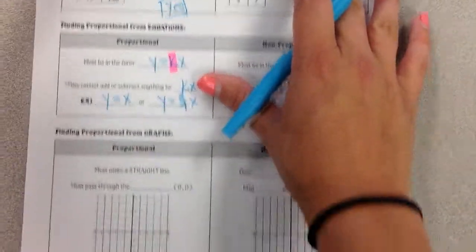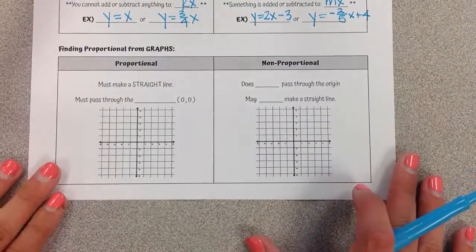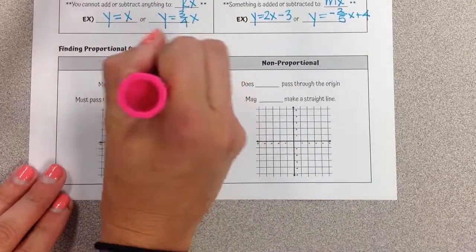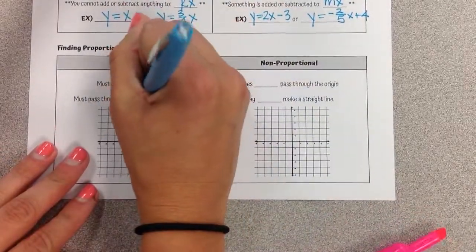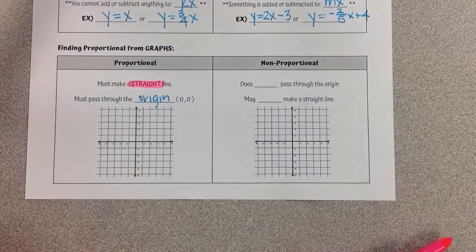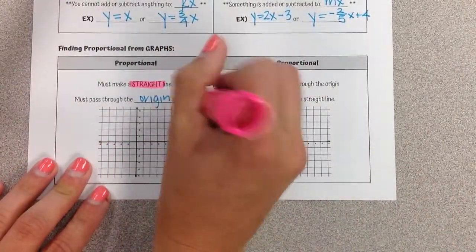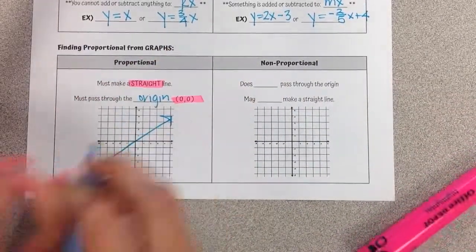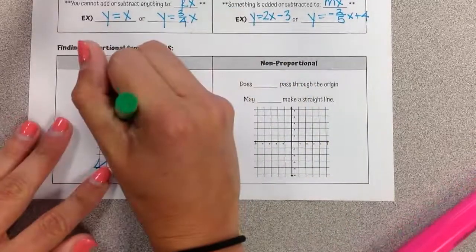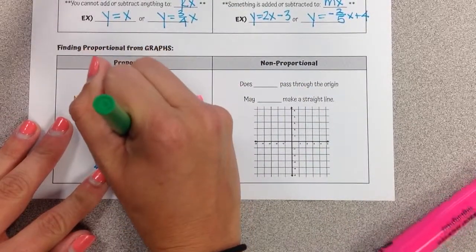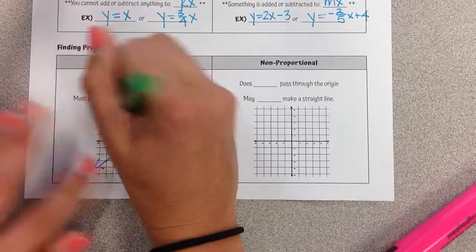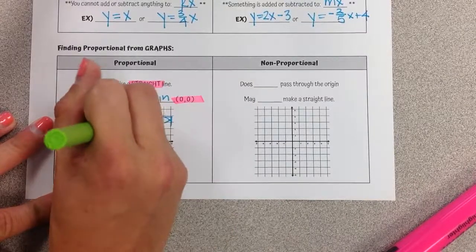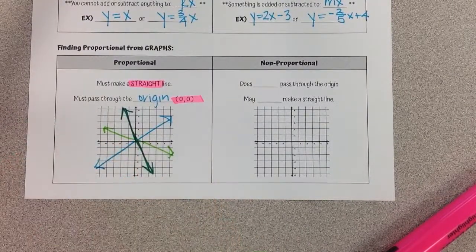Okay? Then, looking at graphs. If it is proportional, it forms a straight line, and it must pass through the origin. Okay? So examples would be, that would be proportional. Whoop, didn't do a good job of drawing a straight line there. That would be proportional. This would be proportional. Okay, they are straight and they go through the origin.